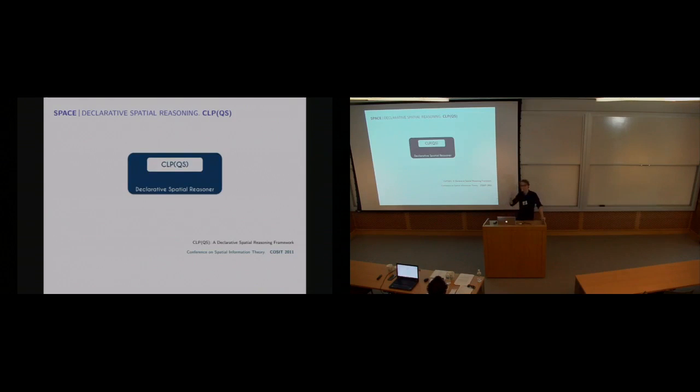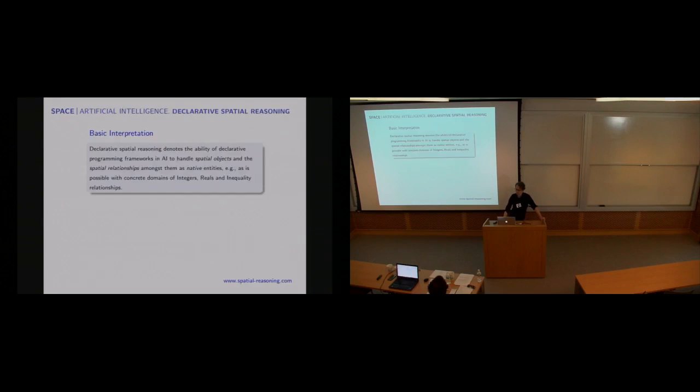Okay, so that's sort of the vision, right? And so this system that I've been showing now, we've called CLP(QS). So this is from constraint logic programming over qualitative spatial domains. That's sort of a weird jumble of letters. And that's an example of a declarative spatial reasoning system. Just one example.